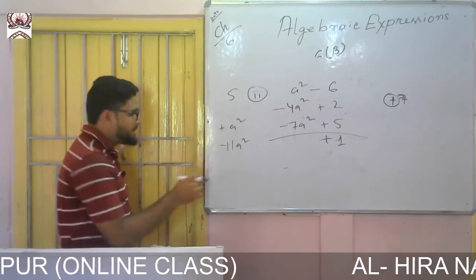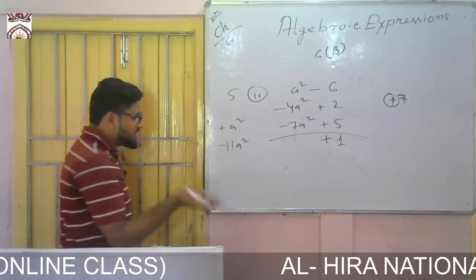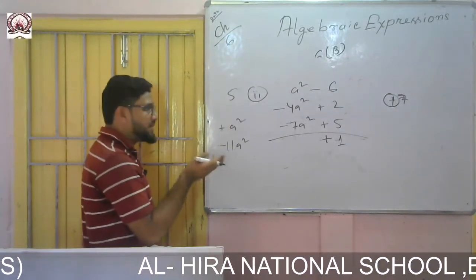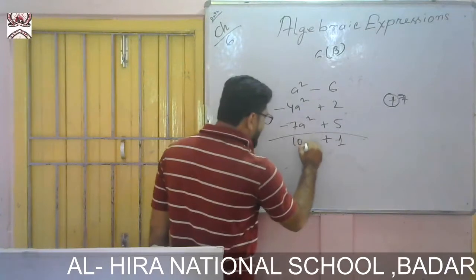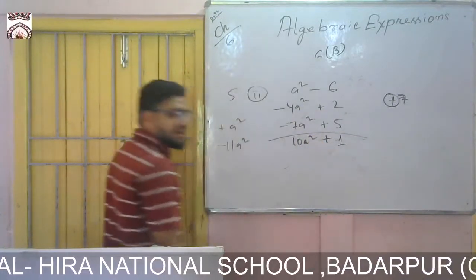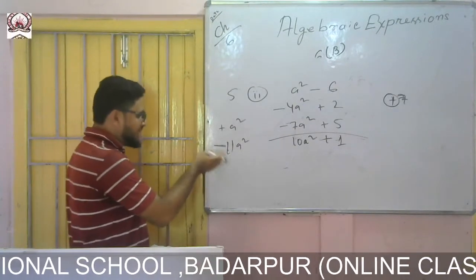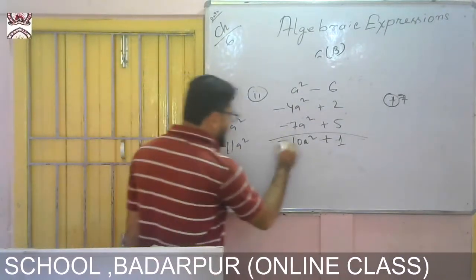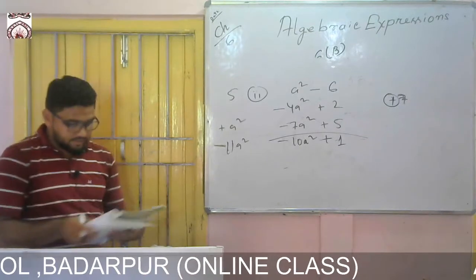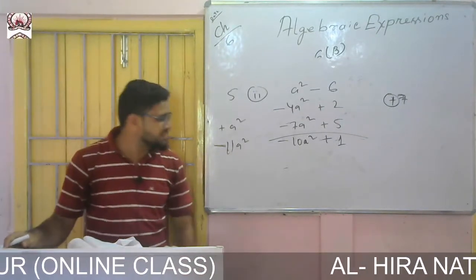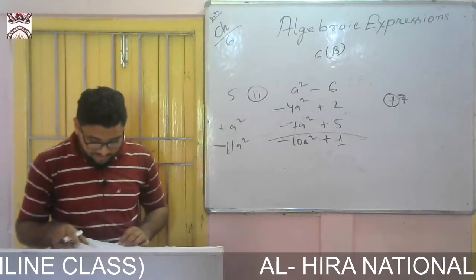Again plus minus is minus. So 11a square minus only 1a square, that means 10a square. So 10a square, and minus, because we have to put the bigger number's sign. So minus 10a square plus 1.